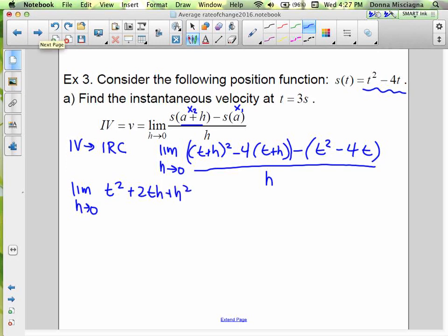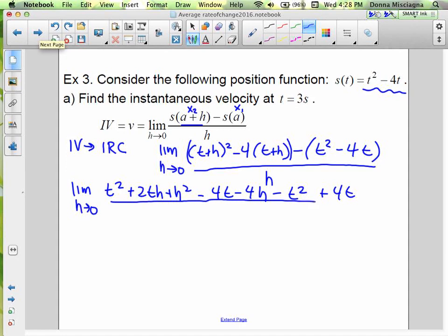If not, pause the tape, multiply t plus h times t plus h, and you'll see, yeah, it's that. Right, we have two th's because we multiplied the outer and the inner products, right? Minus, so I distribute that 4, minus 4t minus 4h, minus t squared and then plus 4t, right? Because I distributed the negative, right? So I always use parentheses so I don't forget.